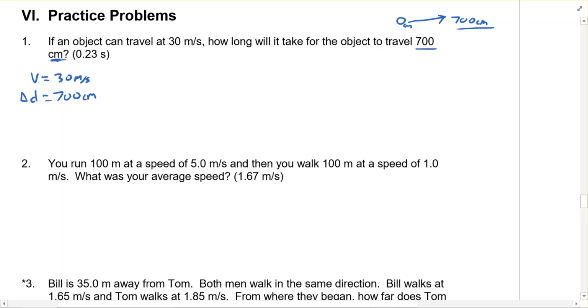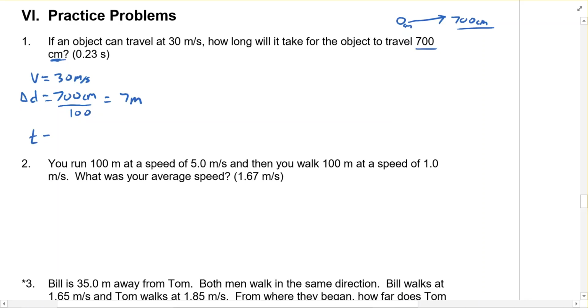Right off the bat, I don't like it being in centimeters, though. I need that to be in meters so I can get my answer in seconds. So what I'm going to do is change centimeters into meters. 700 centimeters, well, that's just 7 meter sticks, right? So that's going to be divided by 100, which is going to give me 7 meters. Now that I'm in meters, I can just use my formula.